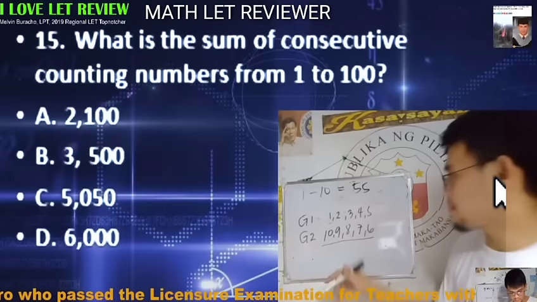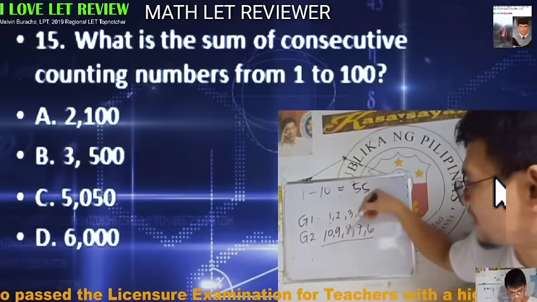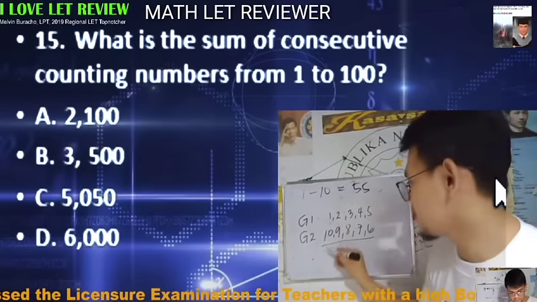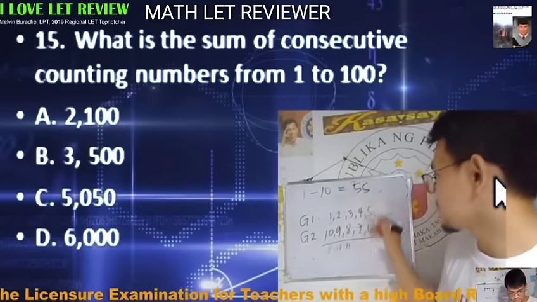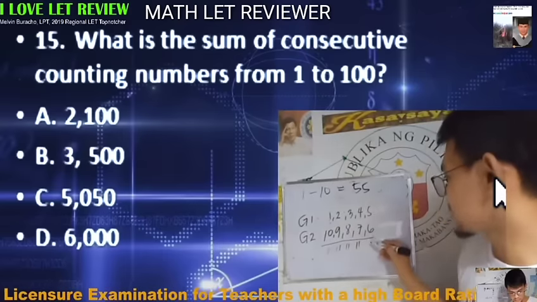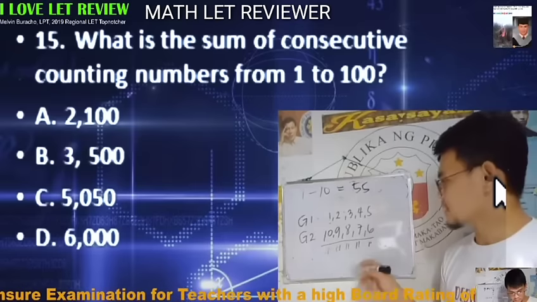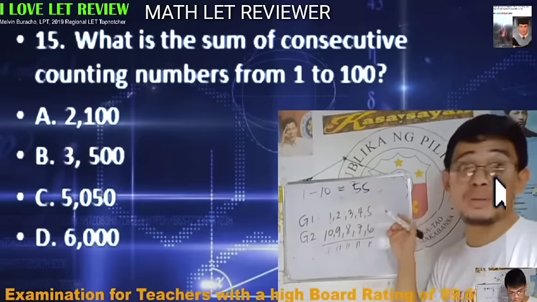Now, let's get the sum of the pairs. So, what are the pairs? 1 and 10, 2 and 9, 3 and 8, 4 and 7, 5 and 6. Therefore, 1 plus 10, 11. 2 plus 9, 11. 3 plus 8, 11. 4 plus 7, 11. 5 plus 6, 11. Therefore, that's true. 11 is, of course, giving us the sum if we are going to add the two groups, okay?